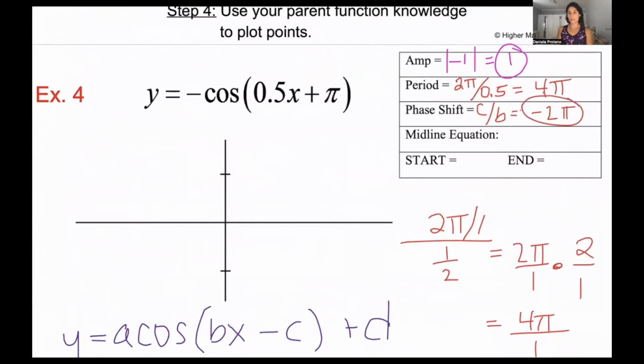So honestly, that's just saying that it shifted. Really, it should just say the phase shift is it shifted to the left 2 pi units. So I'll just write left 2 pi. That's really what it is. But negative 2 pi again is just our start value. And that makes sense because if we remember from transformations, the plus really means we're going to the left.